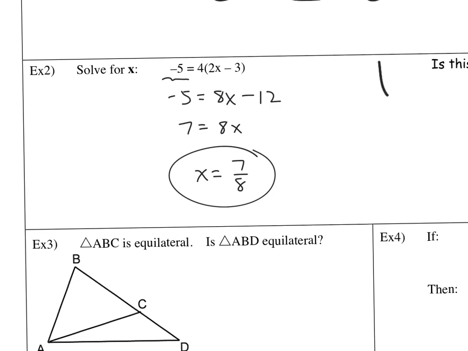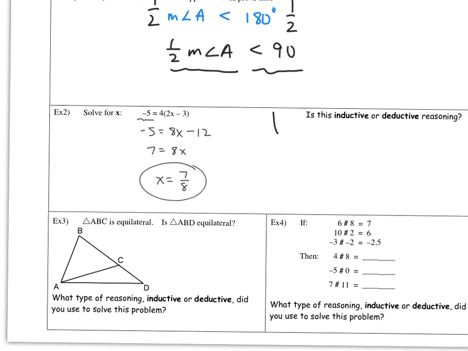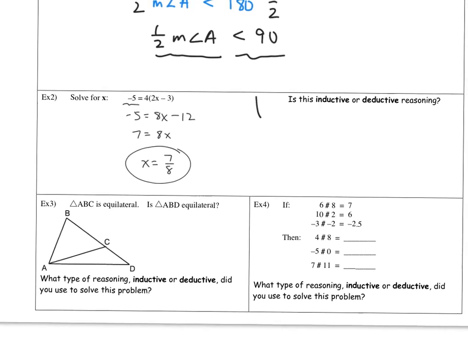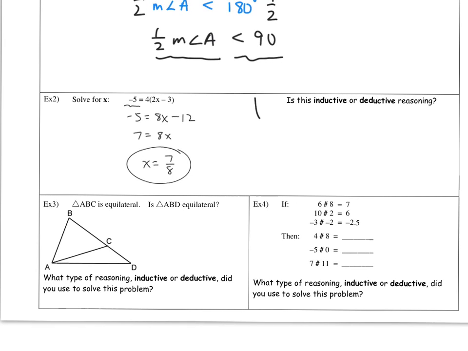Are we using inductive reasoning, as in are we observing patterns, or are we using deductive reasoning? We are using definitions, principles, concepts in order to figure out what x is. We're using deductive, okay? We're using the concept of inverse operations. We're undoing things. These are mathematical principles that you have learned in algebra, okay? All right, example 3.